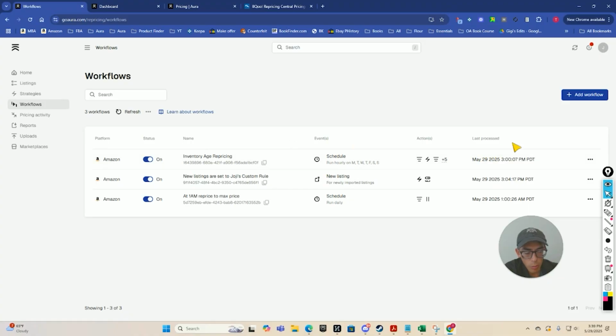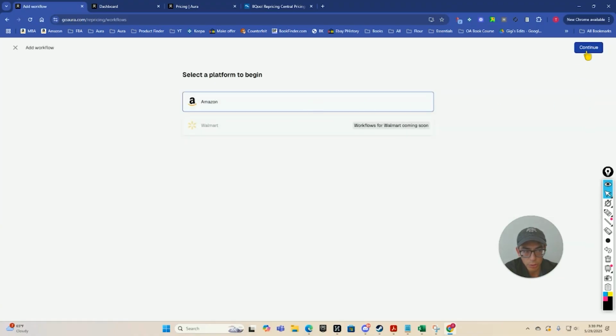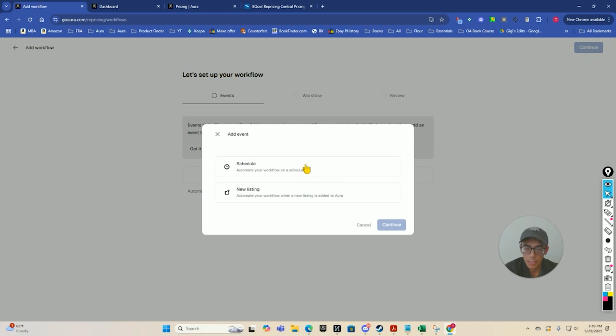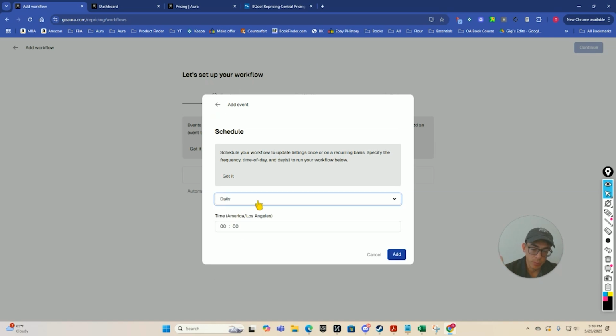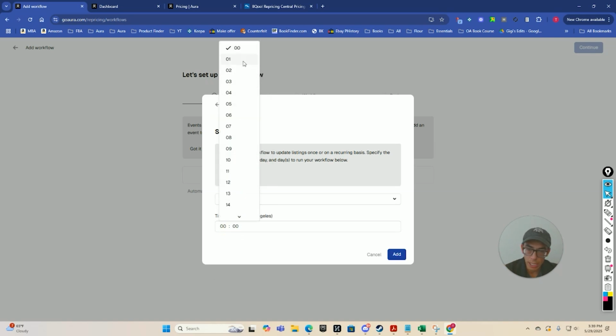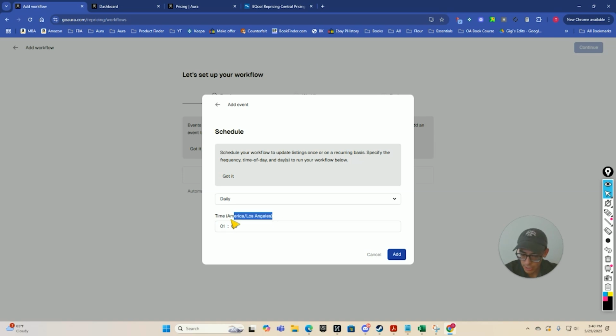So essentially what we're going to do here again is add a workflow. We're doing this on Amazon. We're going to add the event. And what we're going to say is we want a schedule to happen. So we're going to say every day, so daily at the time of 1 a.m. This is military time. So 1 a.m. This is going to be in Los Angeles, or America.